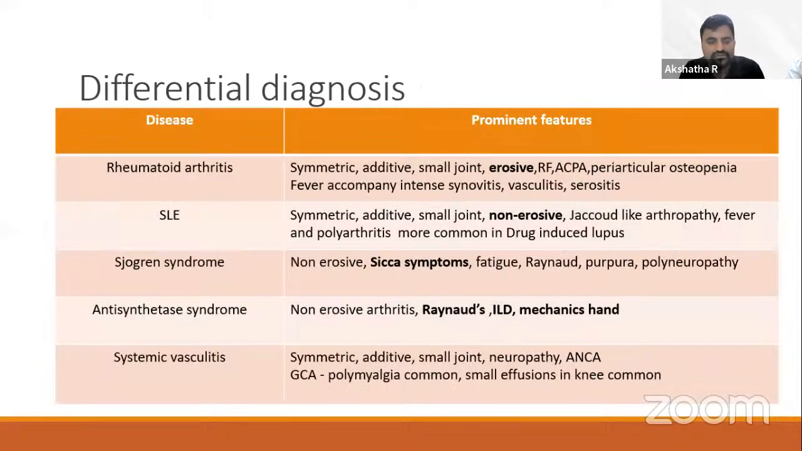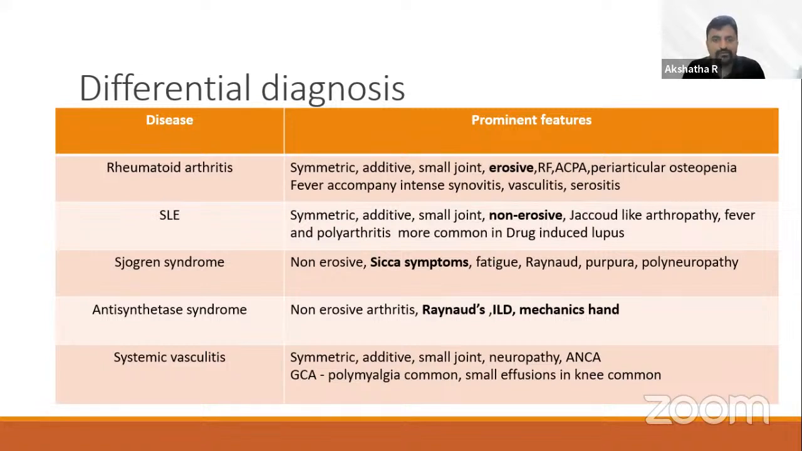In rheumatoid arthritis, usually it is symmetric involvement of joints. Classically, small joints of upper limb are involved, and it is an erosive type of arthritis. We will have joint erosion, we can have deformities, rheumatoid factor can be positive, and periarticular osteopenia can be there, and there will be severe synovitis and other features like vasculitis and serositis. In SLE, it is typically a non-erosive arthritis with fever and polyarthritis.